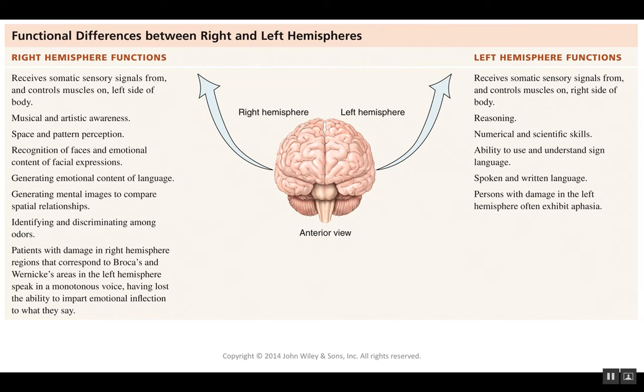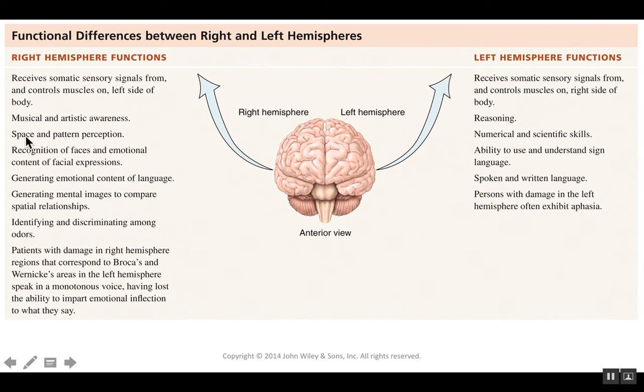This figure I'd like you to read through on your own. What it does is it puts some of the functional differences into either a job of the right hemisphere or a job of the left hemisphere. So notice, first thing is they control opposite sides of the body. So the right hemisphere receives sensory information from and controls muscles on the left side. So they work contralaterally.